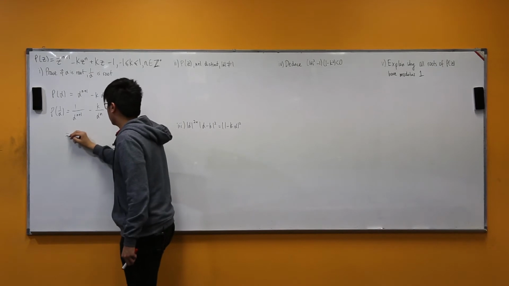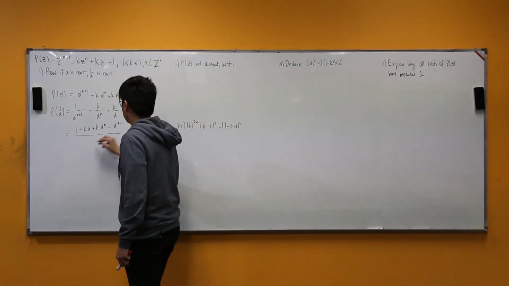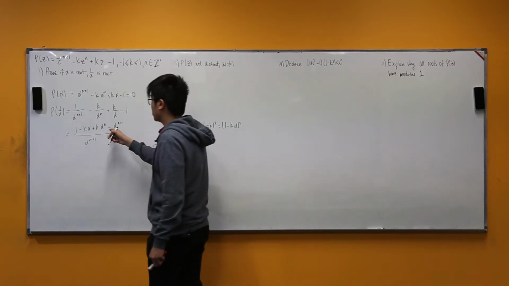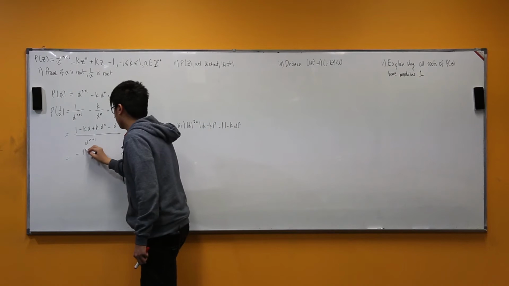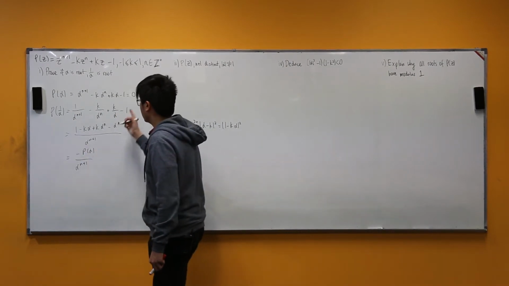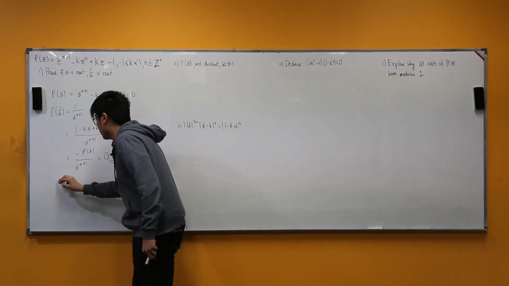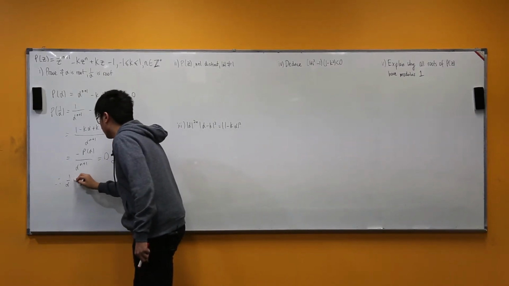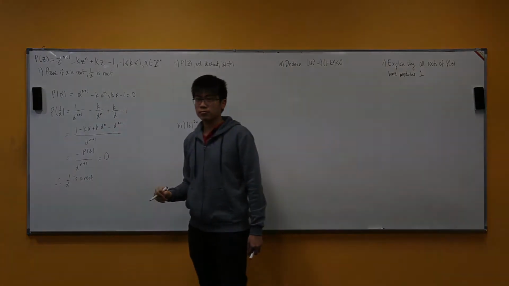So we can just combine all the fractions. And we realize that this is just P(alpha), but negative. So that's negative P(alpha). And P(alpha) is 0, therefore this is 0. So because P(1/alpha) is 0, therefore 1/alpha is a root. And that's how you do the first part.